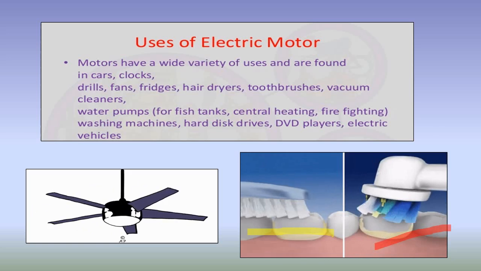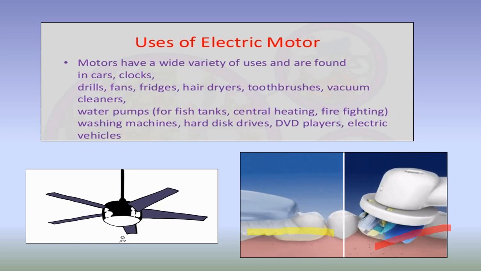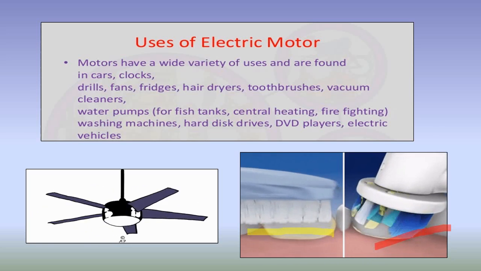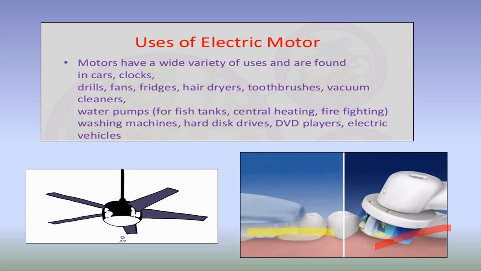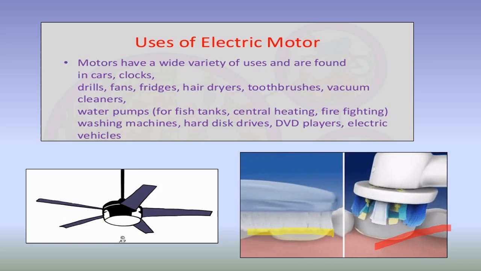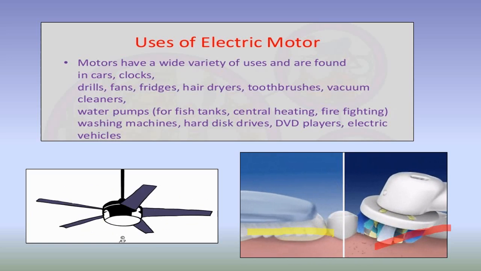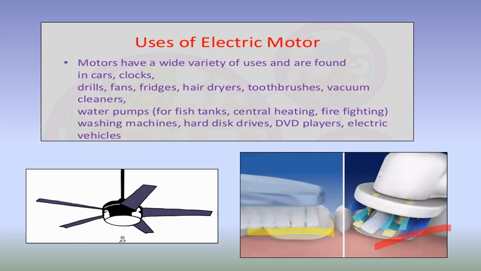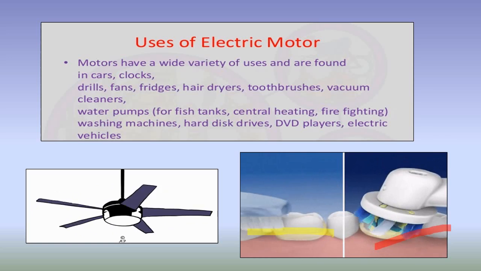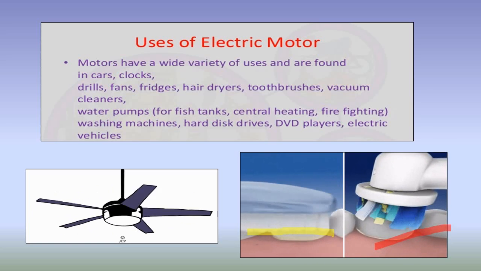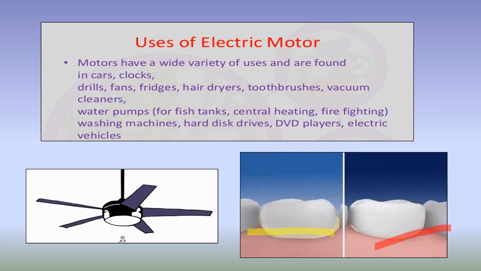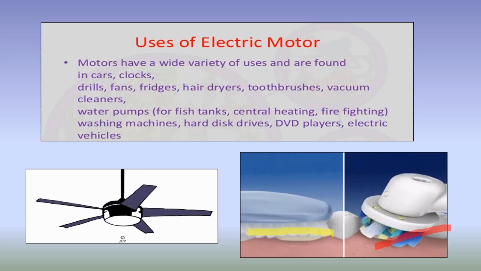Similarly, it is used in hair dryers, vacuum cleaners, water pumps, washing machines, hard disk drives, DVD players, electric vehicles. So we can say that this electric motor has a wide range of uses and it is used in many places. Now let us study how exactly this electric motor works.